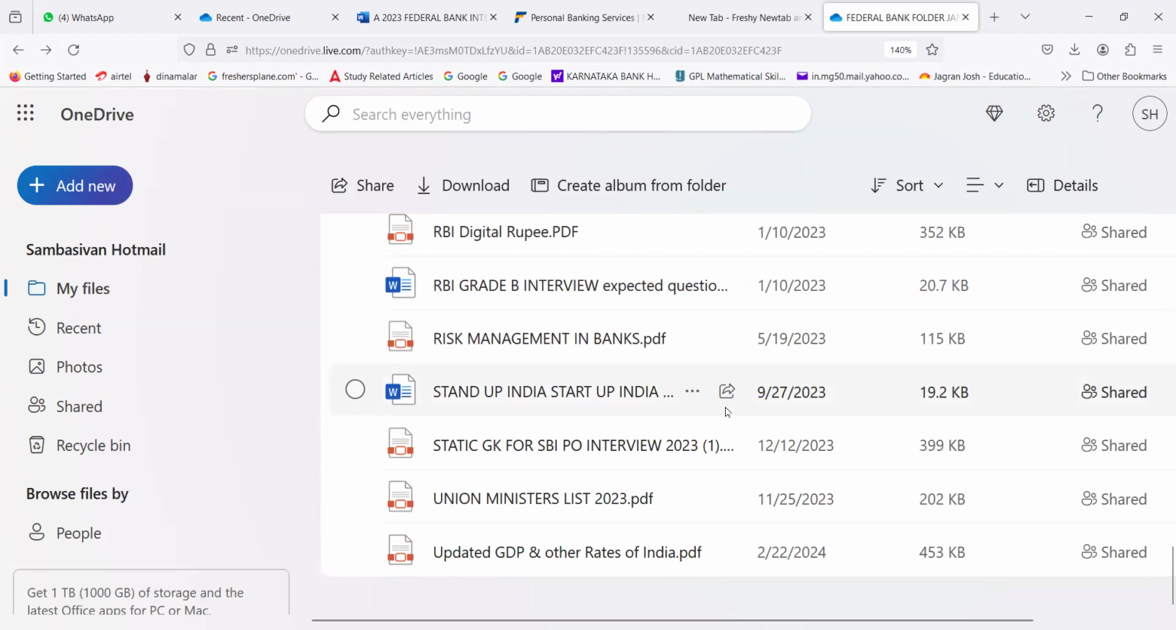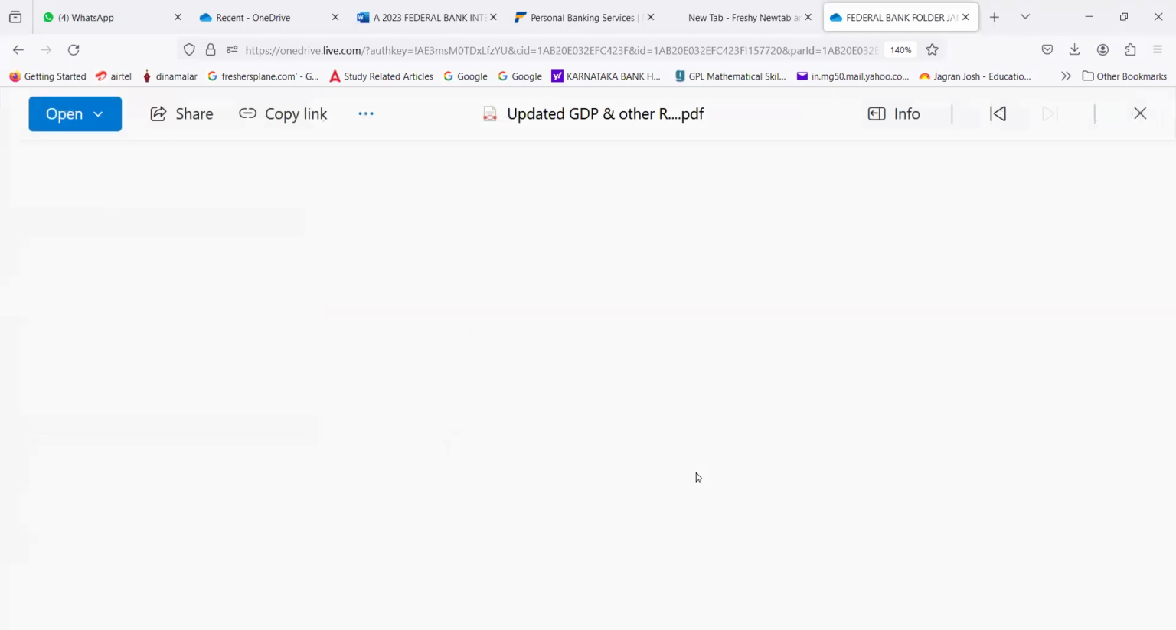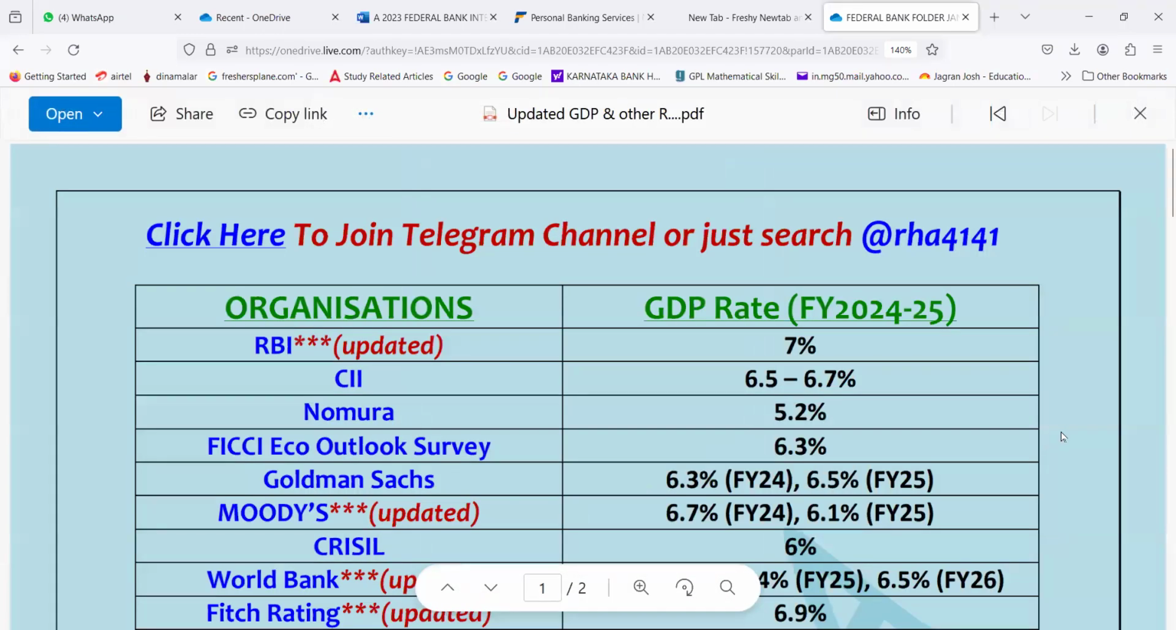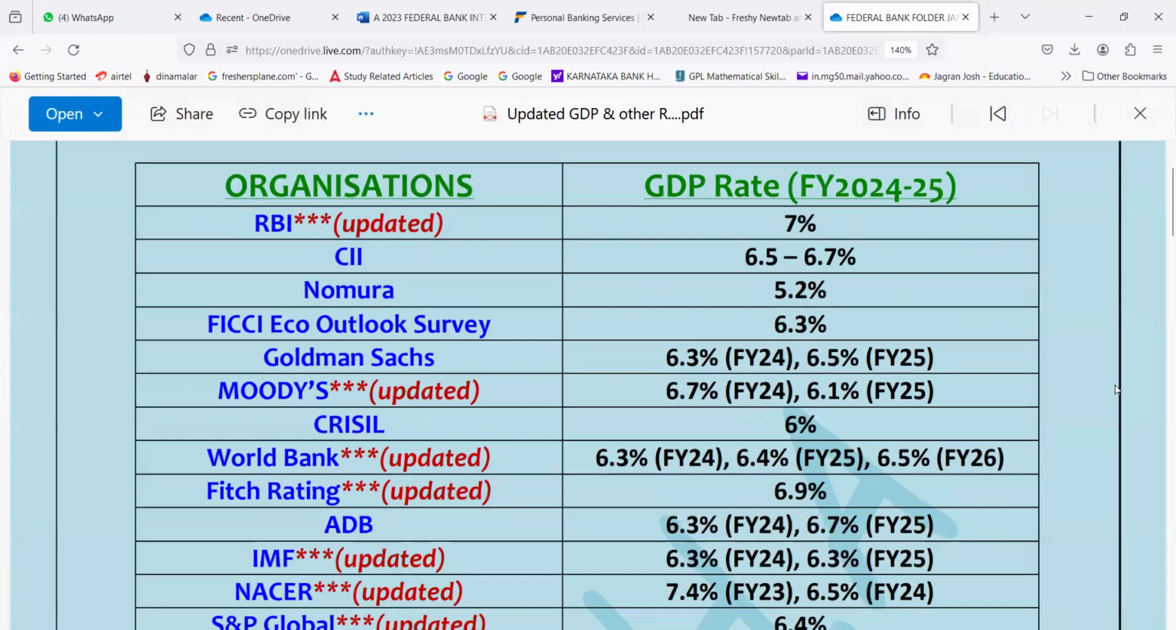Then next one is updated GDP and other rates. It was posted some 1 month back. Now things would have revised subsequently also.